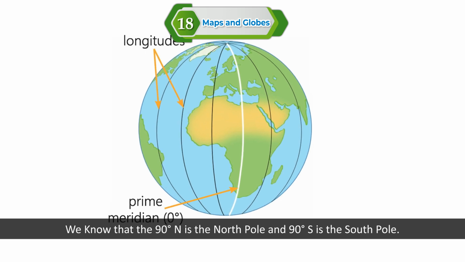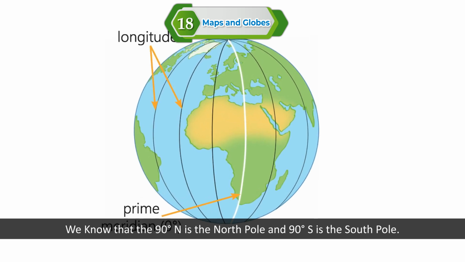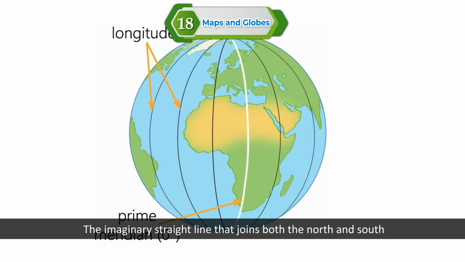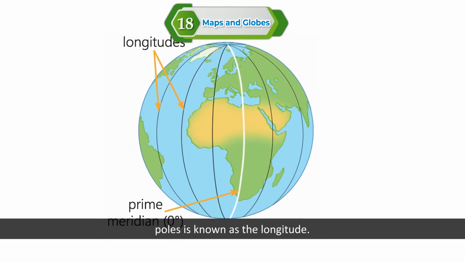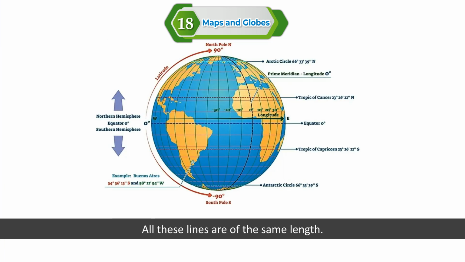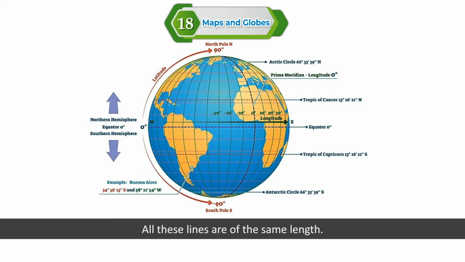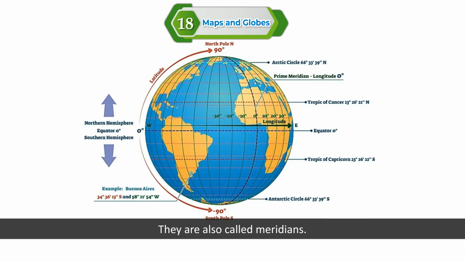Longitudes. We know that the 90 degree north is the North Pole and 90 degrees south is the South Pole. The imaginary straight line that joins both the North and South Poles is known as the longitude. All these lines are of the same length. They are also called meridians.